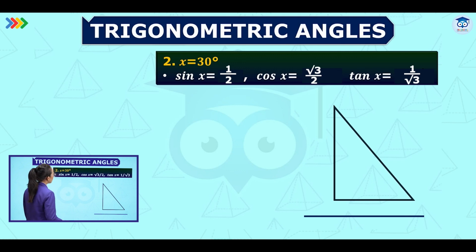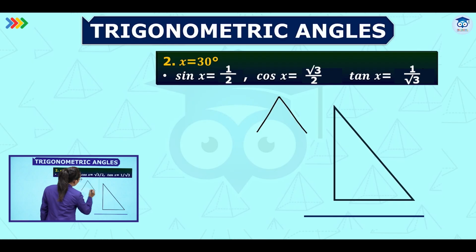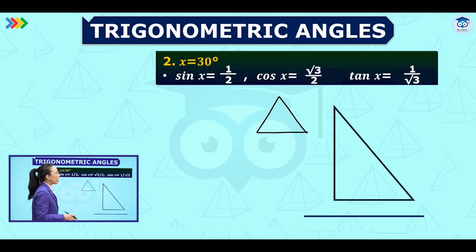For 30 degree, okay, let's take an equilateral triangle. So when we take an equilateral triangle, we know that all the angles are what? 60 degrees. So this is 60, this is 60, 60, okay. And when we drop a perpendicular here, we know that that line bisects the opposite line. This becomes the median as well as the altitude, so that divided into two equal parts.